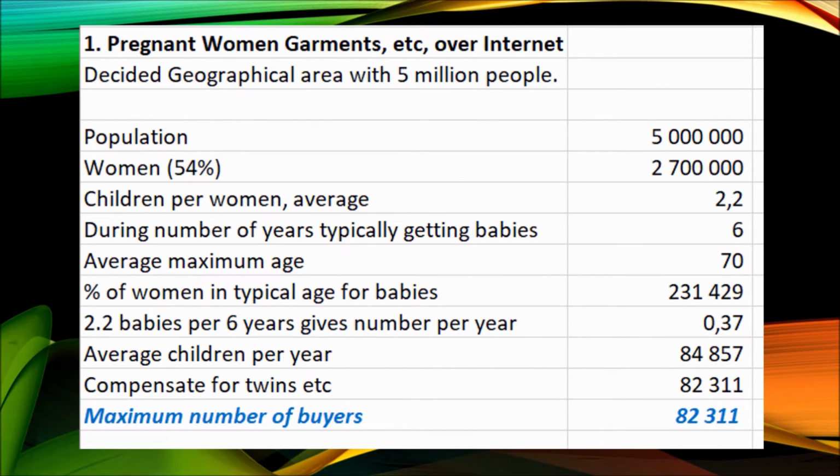Now, for this company, we will say that we are working in a geographical area which has 5 million people. It could be a country, a state, a language area, or whatever it is. But 5 million people we say that we have, which is our targeted area. So 5 million population, and of them we say 54% are women. That is 2,700,000 people. And the number of children per woman in this area is 2.2 on average.